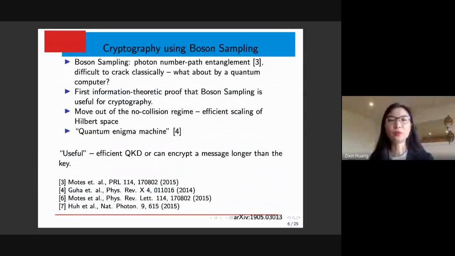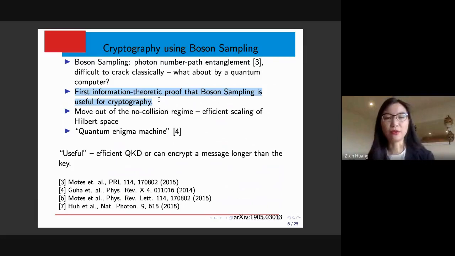Okay, so we know that at the output of a boson sampling device, the quantum state has a large photon number path entanglement, which makes it hard to crack classically. But what about by a quantum computer? There are a few boson sampling inspired applications for quantum metrology and quantum chemistry. But as far as we know, we are the first to make use of the actual original protocol.